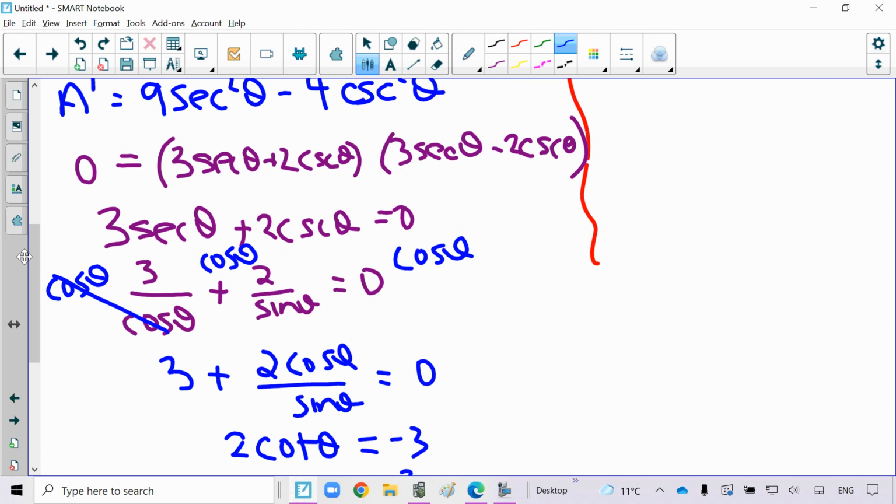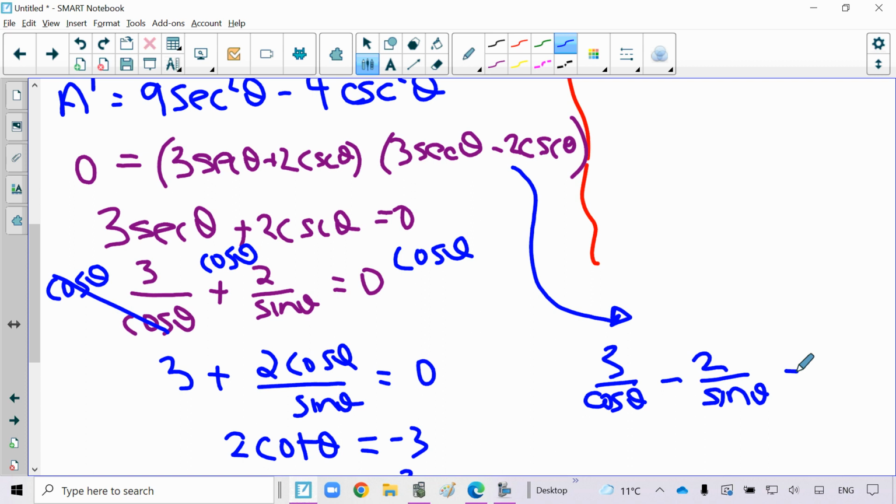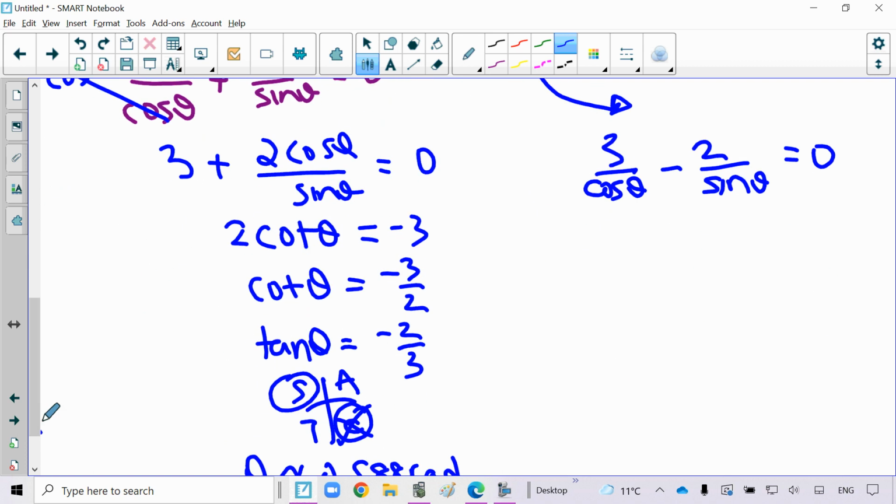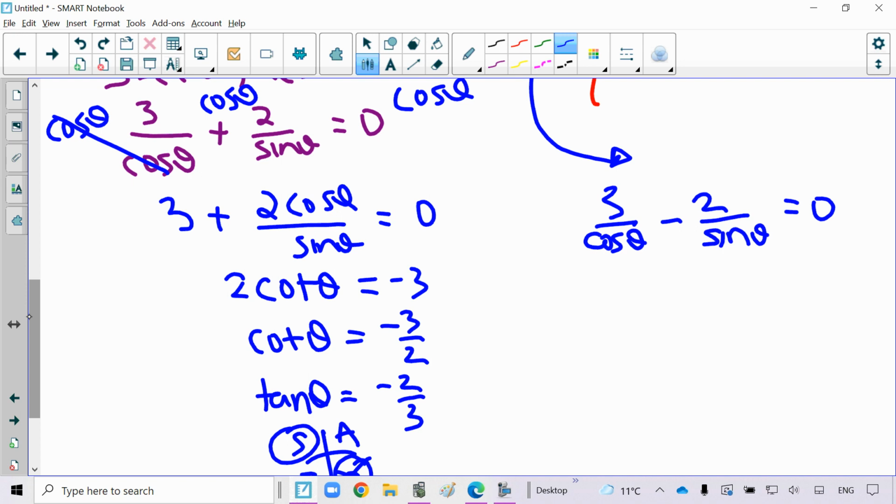Okay, let's go to the other one, to see the other critical value. Let's go to this one here. So 3 secant, secant is 1 over cos, minus 2 cosecant, cosecant is 1 over sine, equal to 0. So again, you can just multiply by whatever you want. I multiplied by cos last time. Let's change it up, spice up our life, and multiply everything by sine and see what happens there.